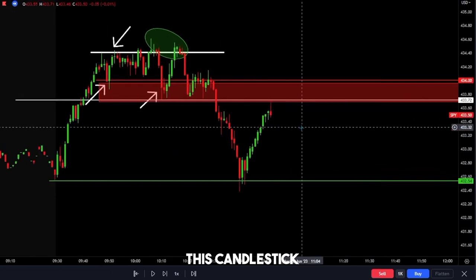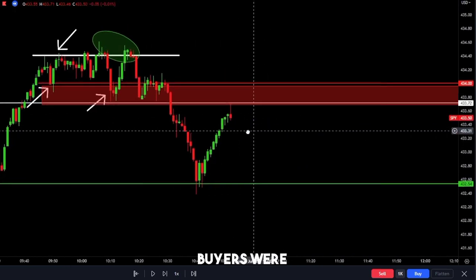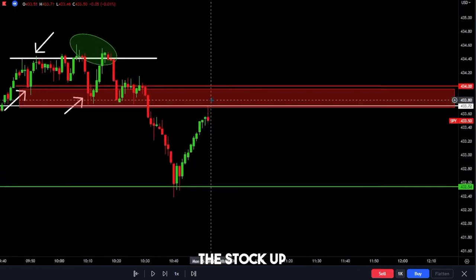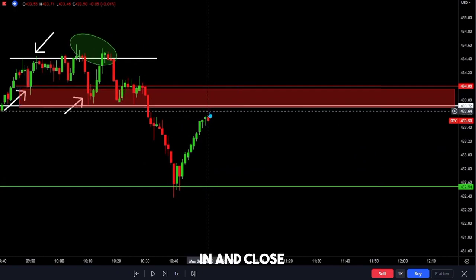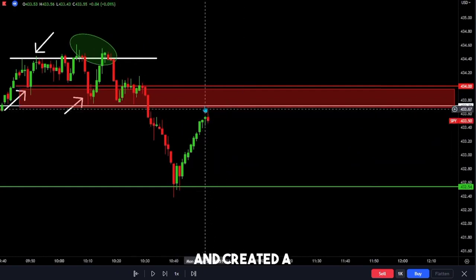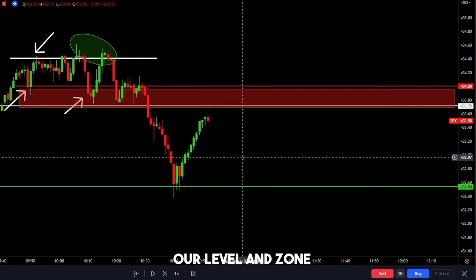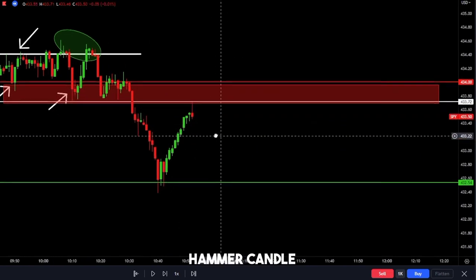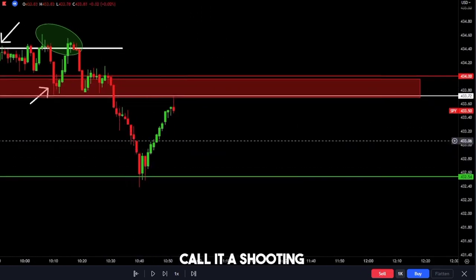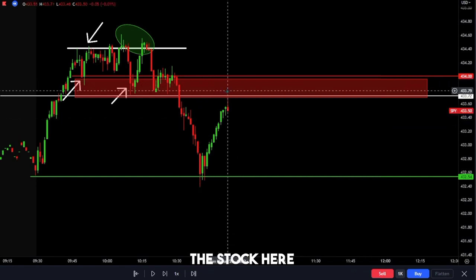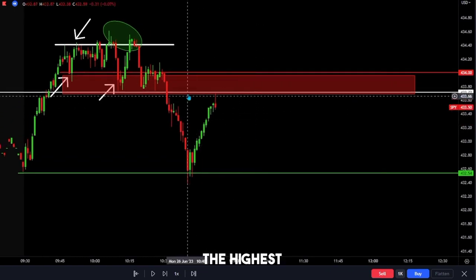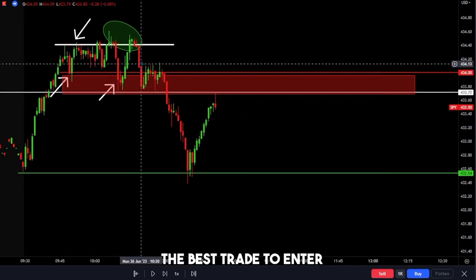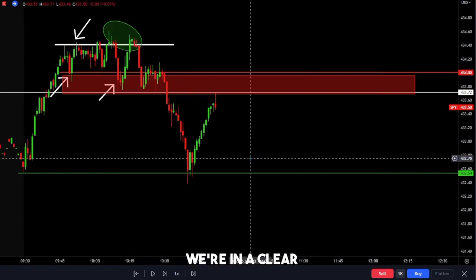This candlestick signifies that buyers were trying to bring the stock up. Sellers came in and closed the stock red and created a big wick near our level and zone. And this is an inverted hammer candle, or you can also call it a shooting star candle. And we want to enter the stock here because this is going to give us the highest risk to reward. And this is the best trade to enter because we know we're in a clear downtrend.